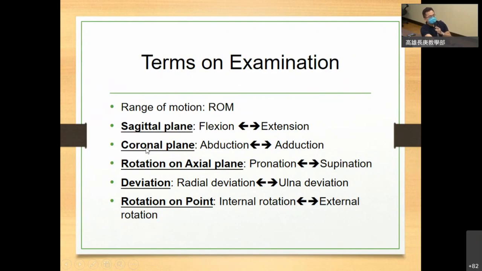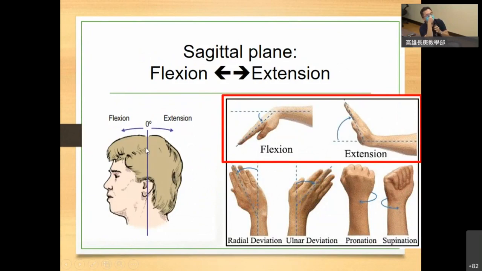Another is rotation on the axial plane. If we describe the rotation on the axial plane, we use the two words pronation and supination. Another is deviation. Deviation means the motion on a plane, maybe the axial, coronal or sagittal plane, and they all use these terms. But for deviation, sometimes we use radial deviation and ulnar deviation, which I will also introduce later. And if we describe a rotation around a point, we use internal rotation or external rotation.